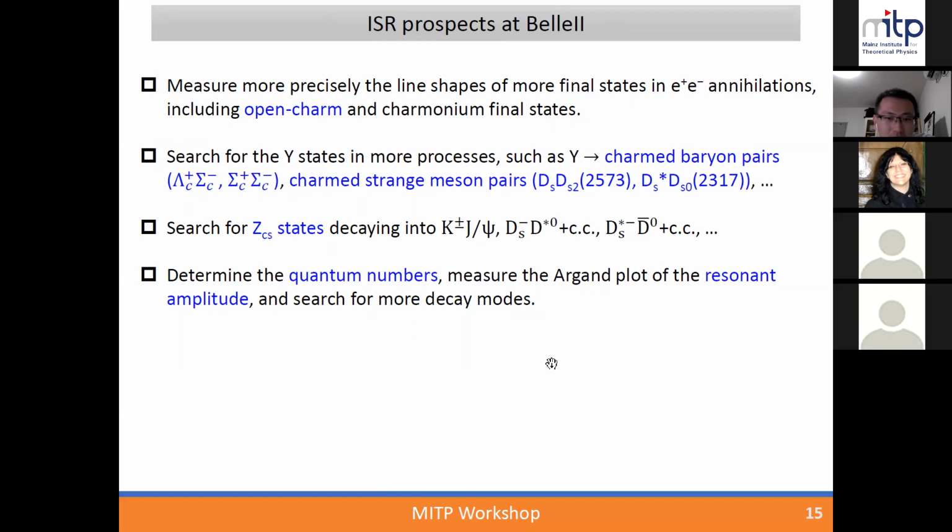And because of the large size of the data set, we can determine the quantum numbers, measure the Argand plot of the resonant amplitude, and search for more decay modes.